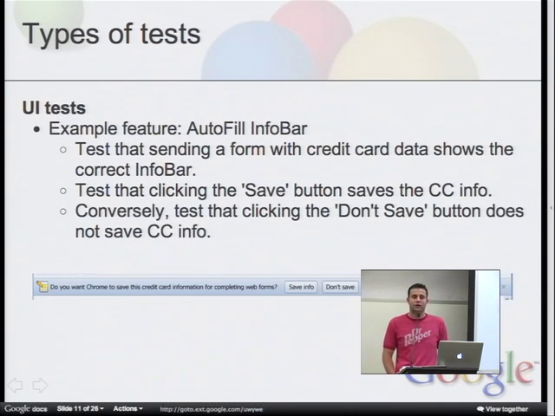The next API could also use the clicking API to simulate clicking on the save button or the don't save button. For the save button, you want to make sure that the data is saved. There'd be another API to say, is there profile data? Does it match what we expected? And if you click on the don't save button, you also want to check that the CC data, credit card data, was not saved.